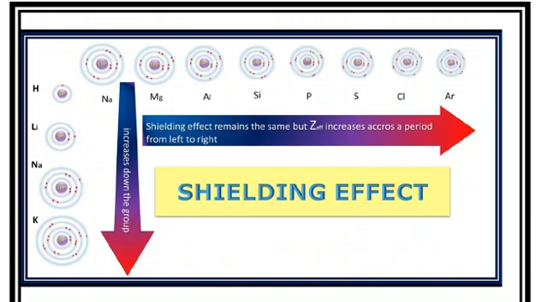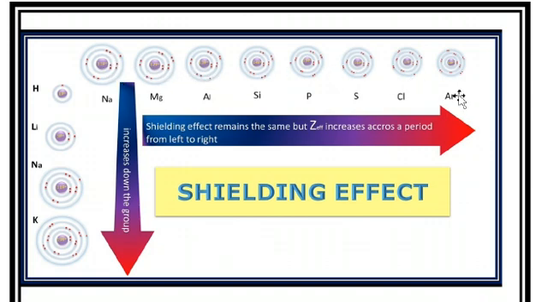The second trend is the period trend. What happens across the period, or along the period, or from left to right in the period? We use these 3 keywords: across the period, along the period, and from left to right in the period. When we move, what happens to the shielding effect? As you can see here, sodium, then magnesium, then aluminium are all members of the third period. They all have 3 shells.